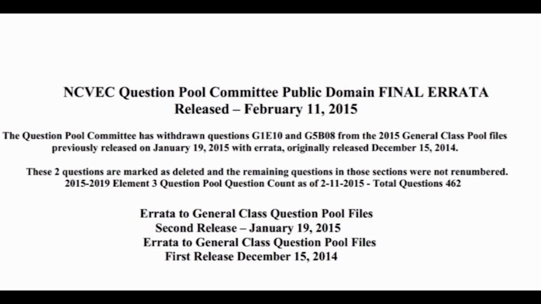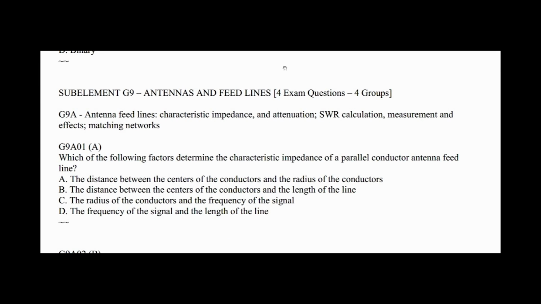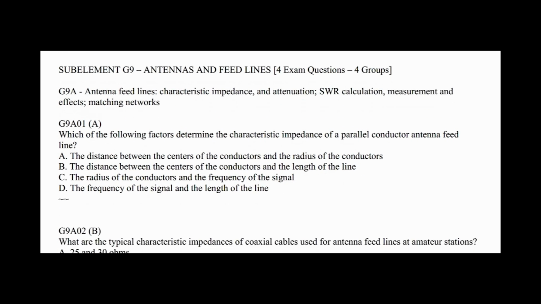So here we go. This is part 8, 9, G9A01. Which of the following factors determines the characteristic impedance, we're talking about AC, of a parallel conductor antenna feed line? Could be ladder line, window line. It is the distance and the size of the conductors, and that just makes sense. So the further apart they are, the higher the impedance. So it's A, the distance between the centers of the conductors and the radius of the conductors, size of the conductors, and how far apart they are.